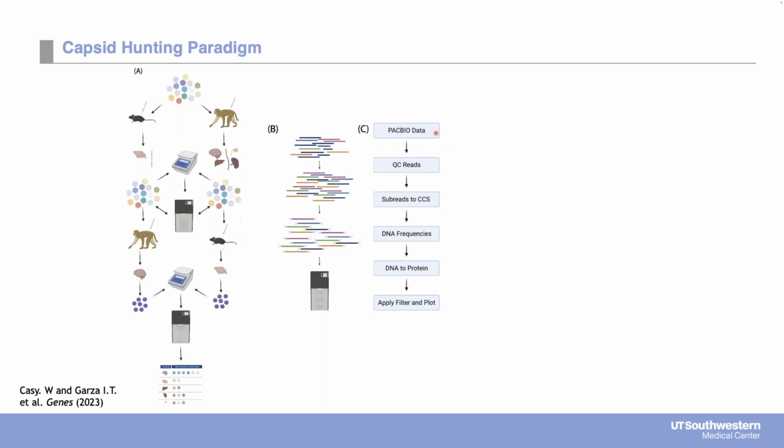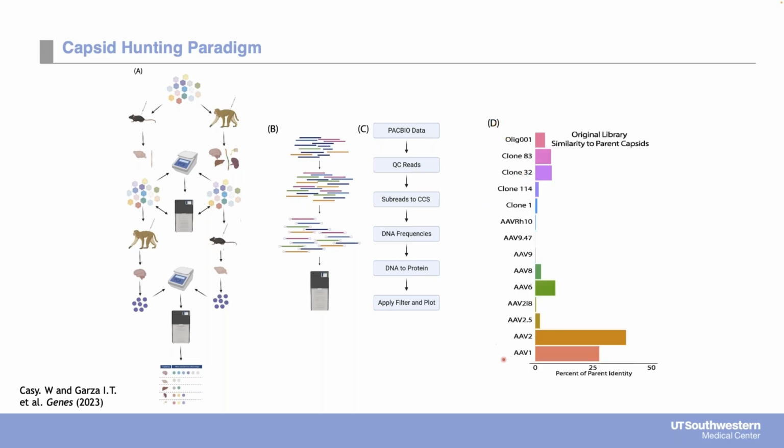But basically, we take the PacBio data, we do some quality control. We've converted in this paper from subreads to CCS, and then identified each individual capsid sequence's DNA frequency. From these frequencies, we collapse them into unique proteins, so essentially converting DNA to protein, and then we applied our filter and plotted for all of the figures you see in the future slides.